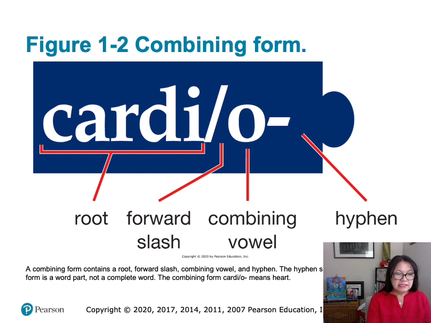Let's look more closely at an example combining form. In this case, the combining form cardi/o, which means heart. Notice that the first part of the combining form is the root, or the part that gives the combining form its medical meaning. A forward slash separates the root from the combining vowel. The combining vowel is followed by an ending hyphen, which shows that the combining form is a word part, not a complete word.